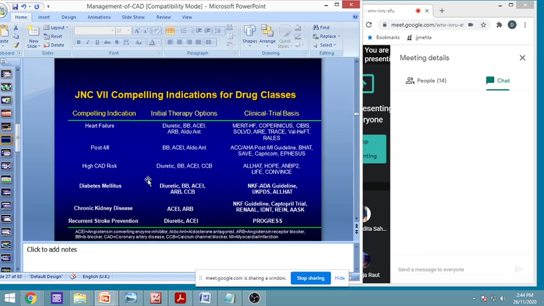There are so many studies which have done it. The names of these studies are MERIT, COPERNICUS, CIBIS, SOLVD, TRACE, RALES. These are all studies which are there, they are showing it.